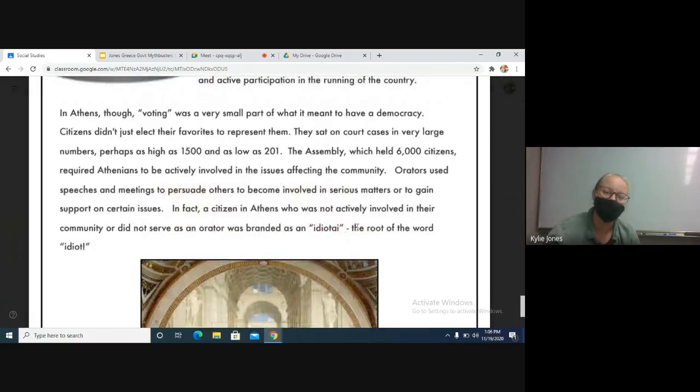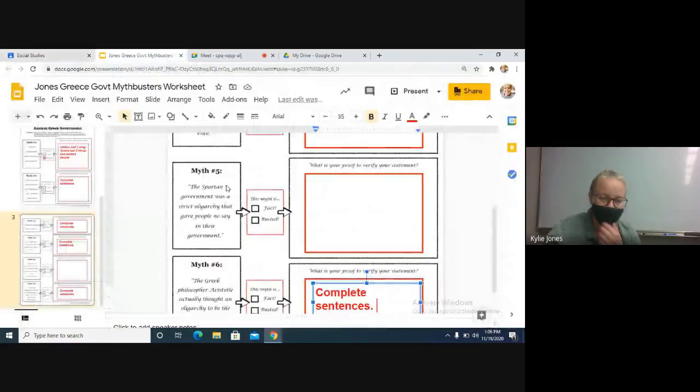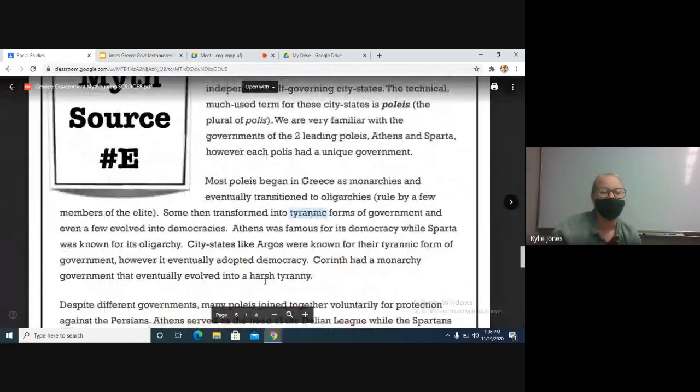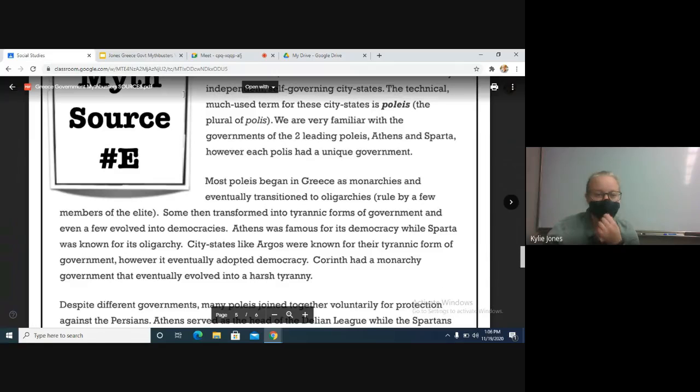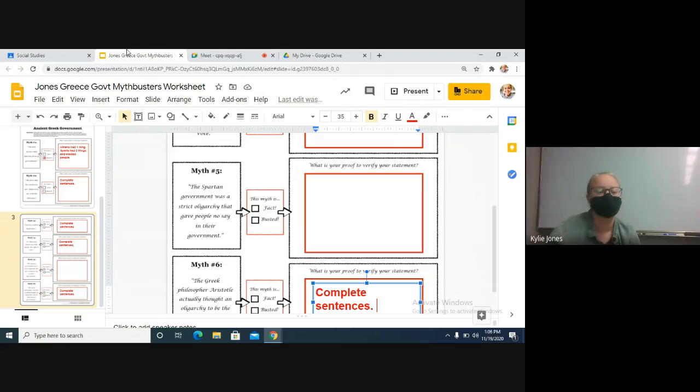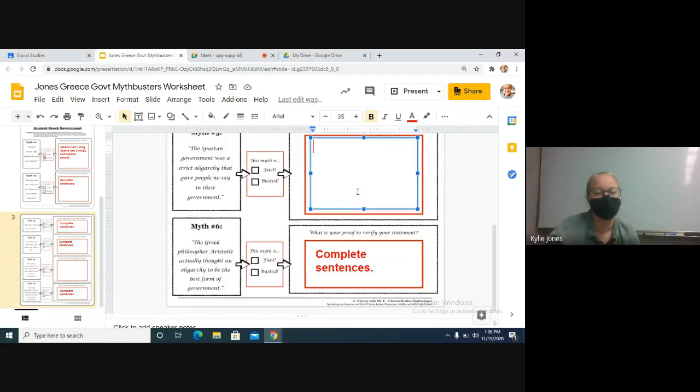So, myth number 5, I would say we need to use source E to learn if it's an oligarchy. Did they have a court a long time ago like that? Can we put Athens stands for democracy while Sparta was known for its oligarchy? Wait, so they just built it a court? What was that? I'm trying to understand.